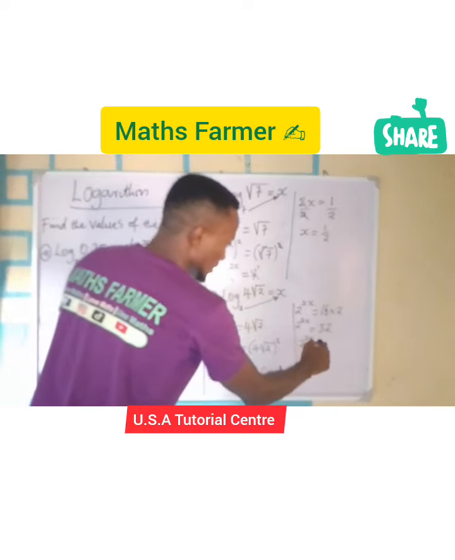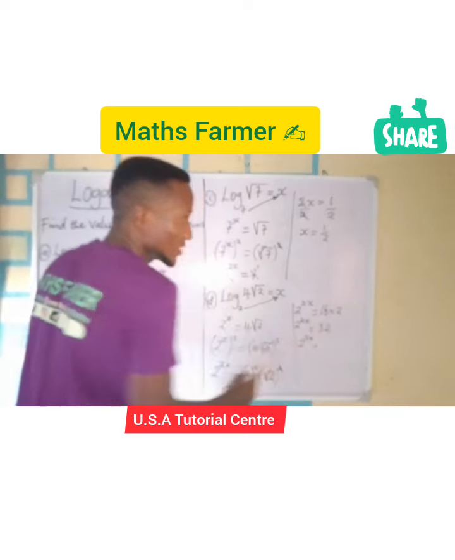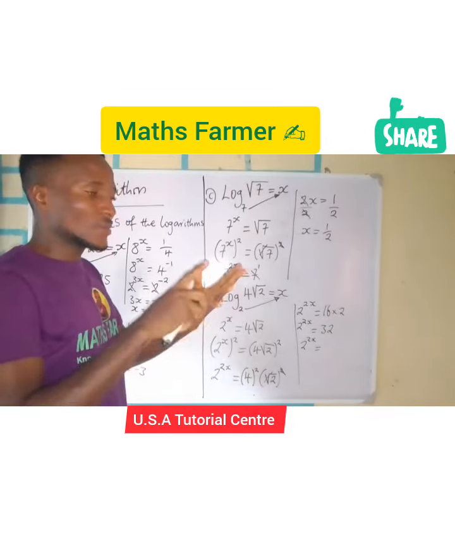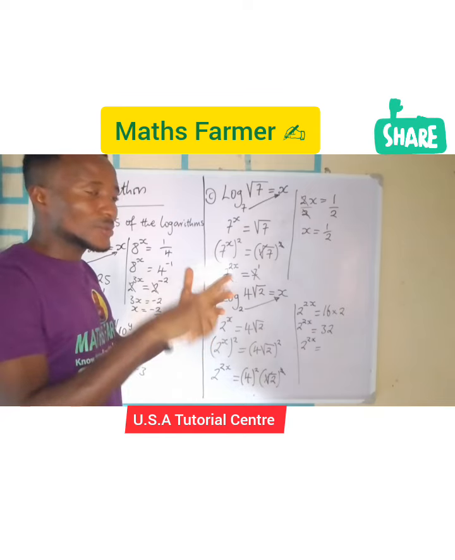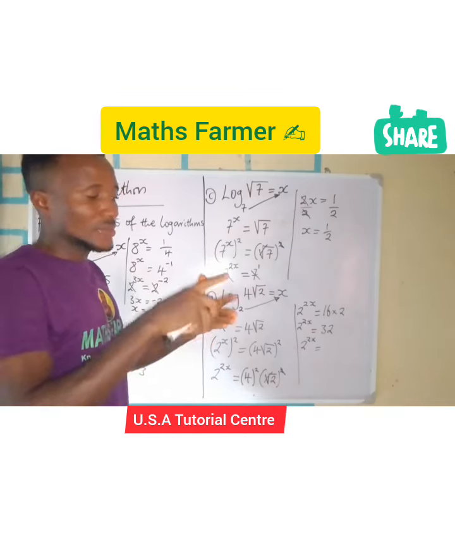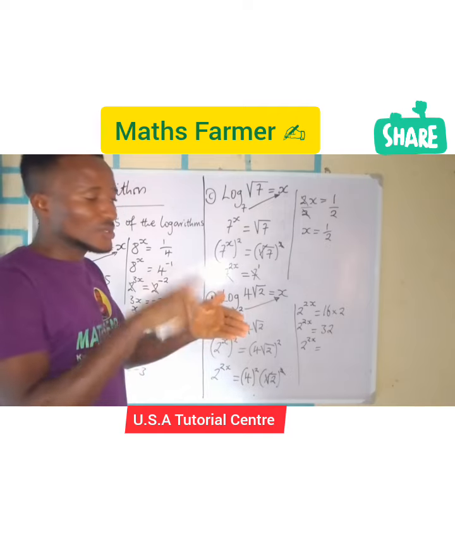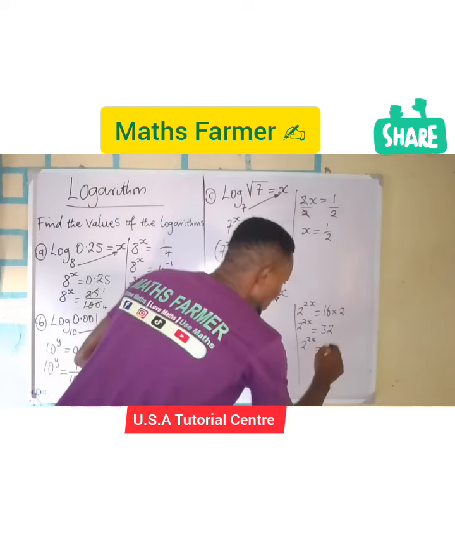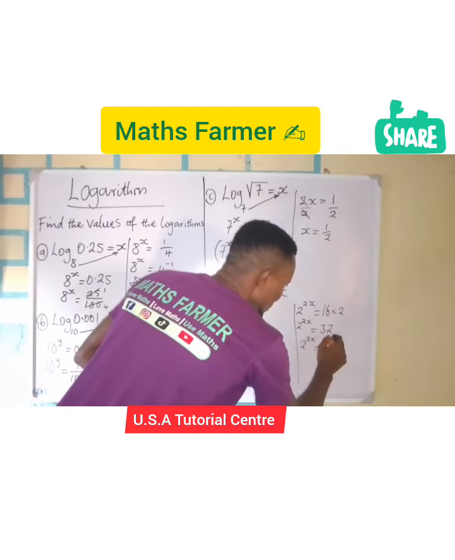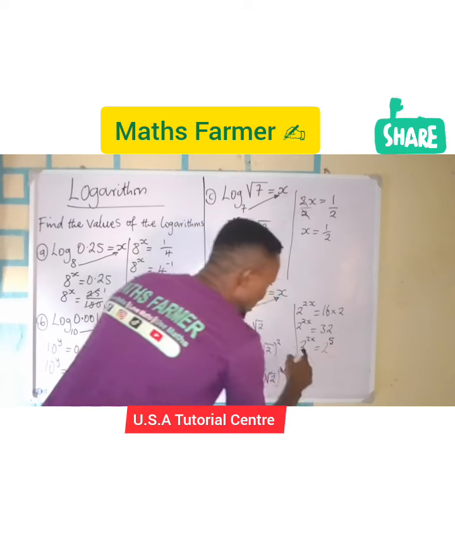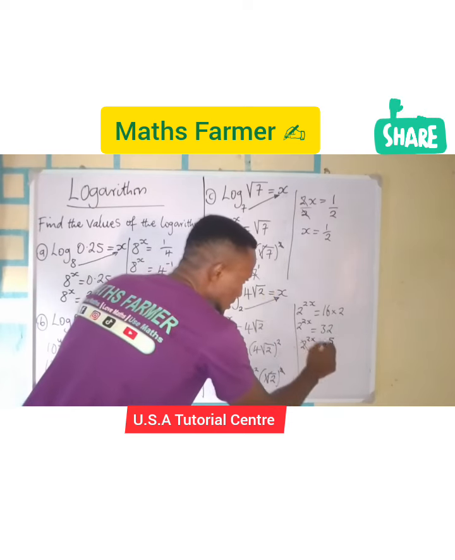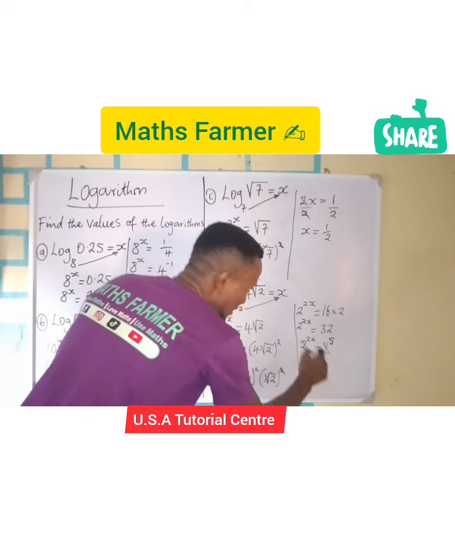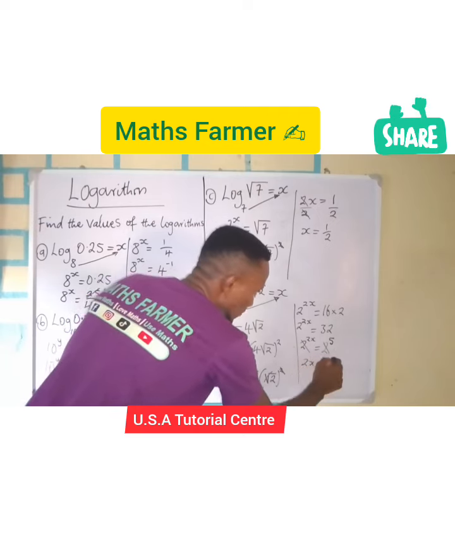Now, 2 is already in its lowest form. How many times do you multiply 2 to give us 32? 2 times 2 is 4, 4 times 2 is 8, 8 times 2 is 16, 16 times 2 is 32. That is 5 times. So it is 2 raised to the power of 5. Now, their bases are the same, so we can discard them. That means their powers or indices are equal. What we have as index here is 2x equals 5.